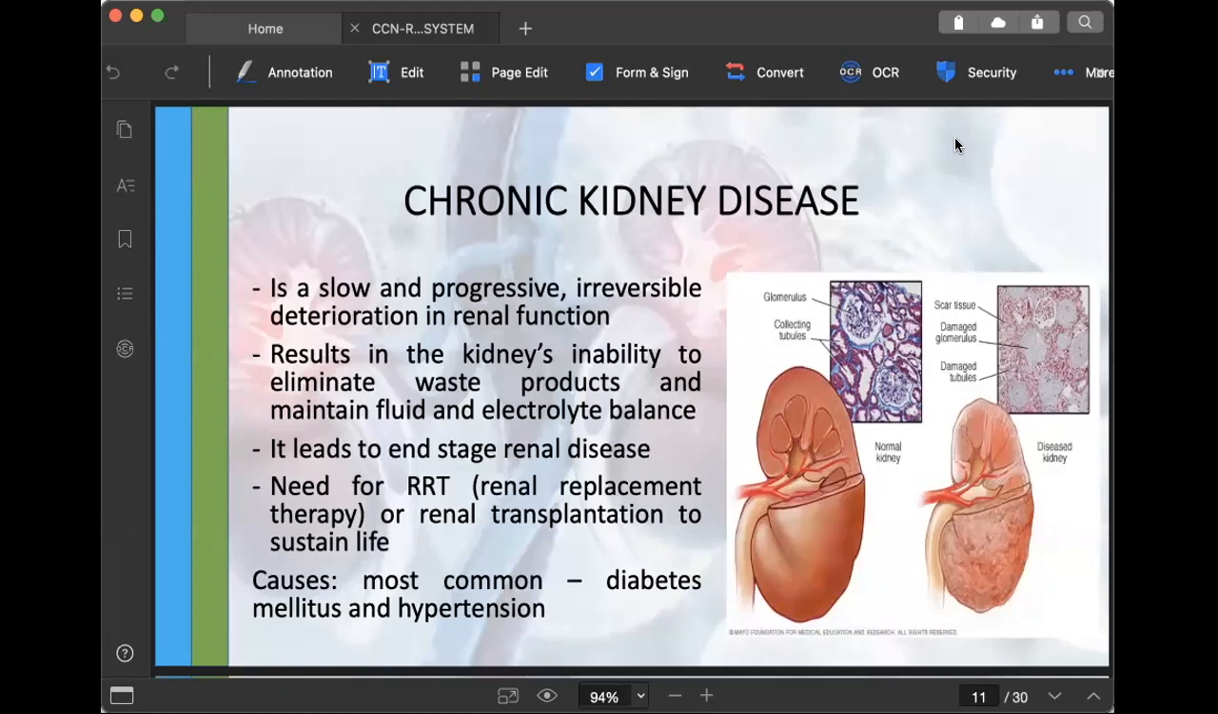Now, this results in the kidney's inability to eliminate waste products and maintain fluid and electrolyte balance. It also leads to end-stage renal disease, or what we term as your ESRD. And at this time, it needs renal replacement therapy or renal transplantation to sustain life, or sometimes it really needs dialysis. The most common causes of this are diabetes mellitus as well as hypertension.